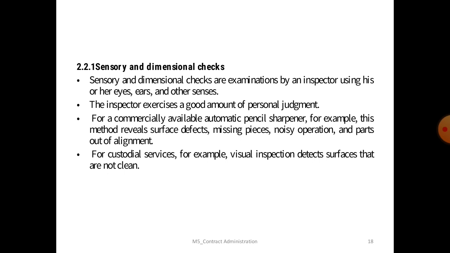So the inspector exercises a good amount of personal judgment, and for a commercially available automatic pencil sharpener, for example, this method reveals surface defects, missing pieces, noisy operation, and parts out of alignment. For custodial services, for example, visual inspection reveals defects, surfaces that are not clean, etc.